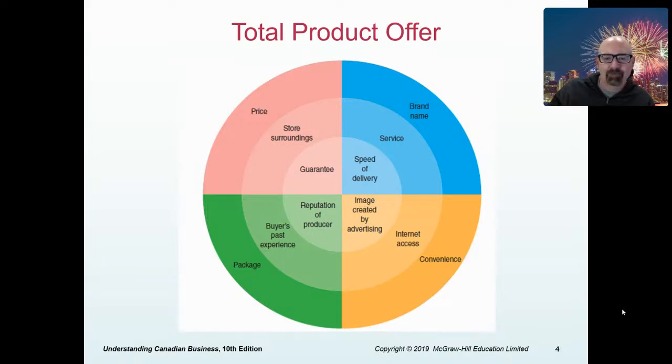Bottom right, convenience. How easy is it for me to buy this? Certainly, we want to make it as easy as possible for our consumers to buy our products, right? How easy is it? Can I buy it in the store? Can I buy it online? What is the image that has been created by advertising? Does LeBron wear it? Does Kim Kardashian endorse it? Right? Those are part of the image that we might want to associate with our product.